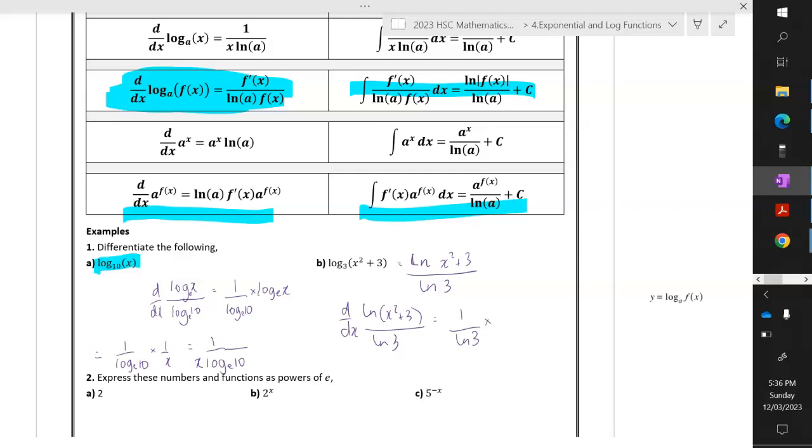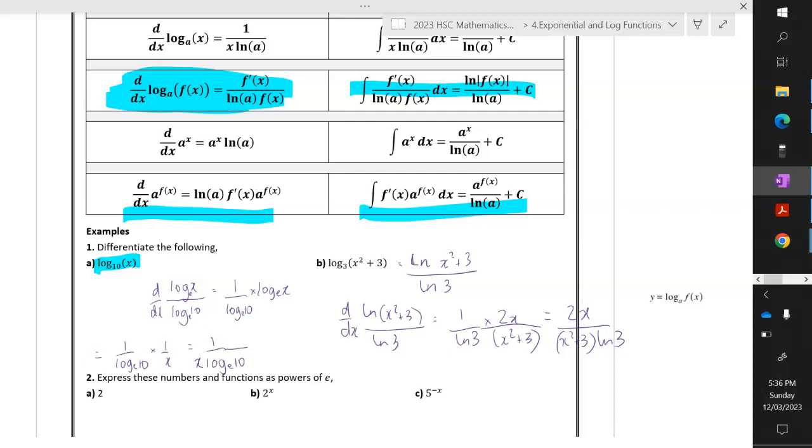It's the derivative of the function. So the derivative of x squared plus 3 is going to be 2x, and my function is x squared plus 3. So if I neaten that up, I've got a 2x on the top line, I've got an x squared plus 3, and all of that's times by log of 3.